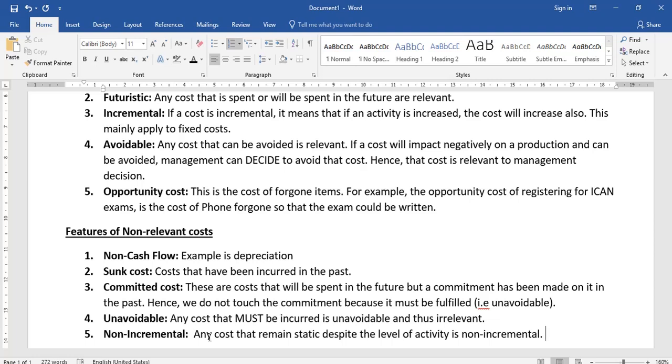So when you are given exam questions to find out which costs are relevant, all you need to know is that variable costs are relevant because they are incremental. Fixed costs are non-incremental. They remain static. Fixed costs are unavoidable. You must pay them because they are period costs. Some of the fixed costs could be committed costs.